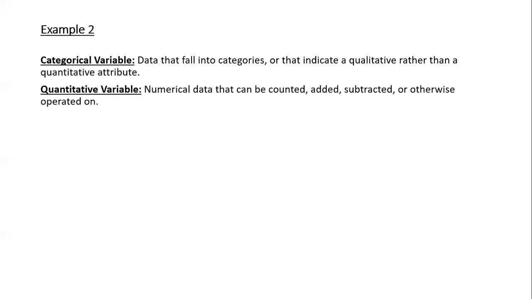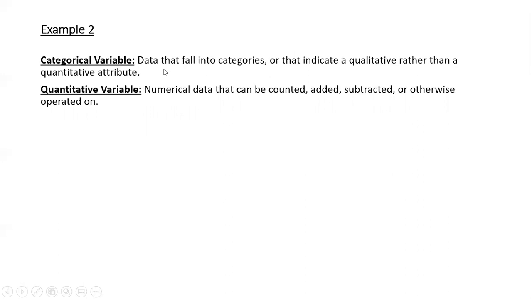Okay. All right, next set of vocab. All right, so we have two variables to go through. We have categorical variables. So this is data that falls into categories or that indicate a qualitative rather than a quantitative attribute. So what this really means is a categorical variable is kind of like an opinion question, which is what qualitative kind of means. It means more like an opinion. Quantitative just means numbers, something you can count. So you can't really count an opinion. If you're asked what your favorite color is, that would be a categorical variable, okay?